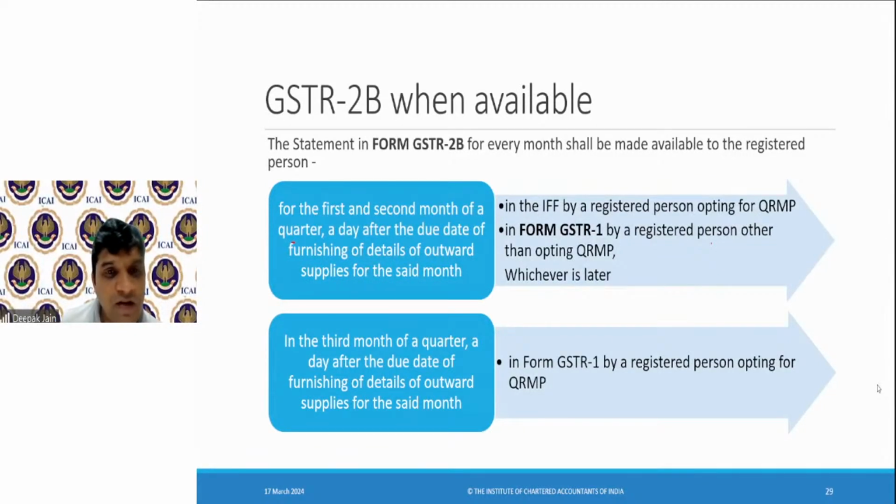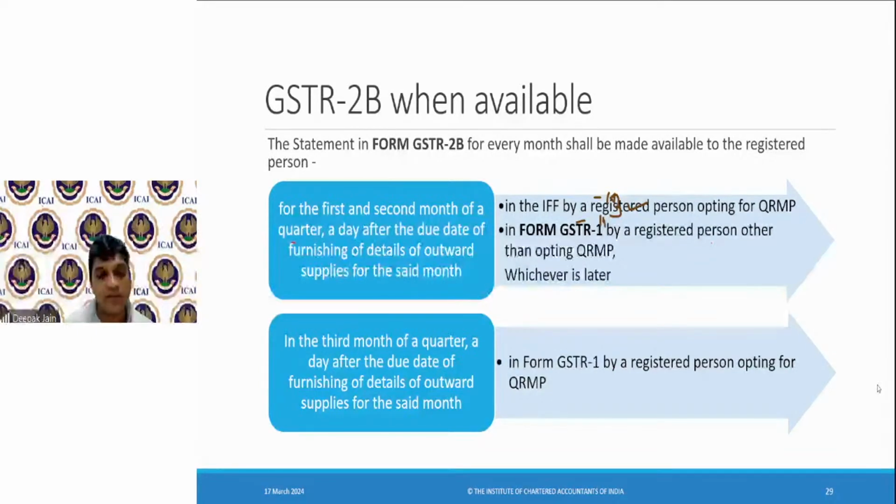So when will this be available? If the IFF is by the registered person opting for QRMP, if any person who's filing IFF, he will file by the 13th, and the GSTR-1 by the 11th. Whichever is later, which is the latest date? 13th. So after 13th, which is on 14th, you will be able to download your GSTR-2B.